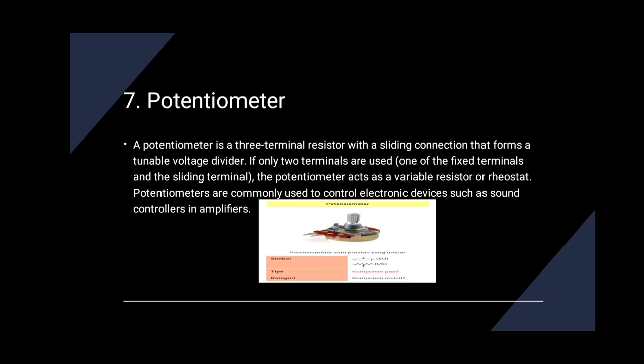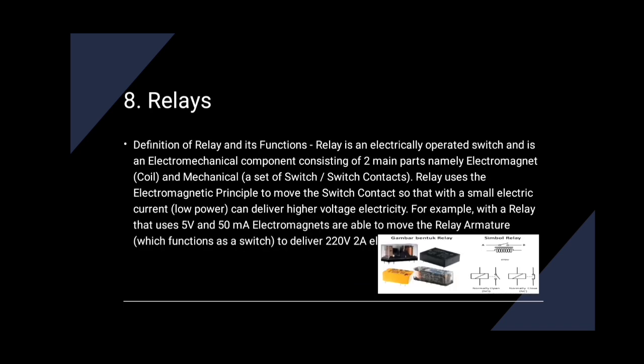Number 8. Relays. Definition of relay and its function. Relay is an electrically operated switch and is an electromechanical component consisting of two main parts, namely an electromagnet coil and mechanical, a set of switch contacts.